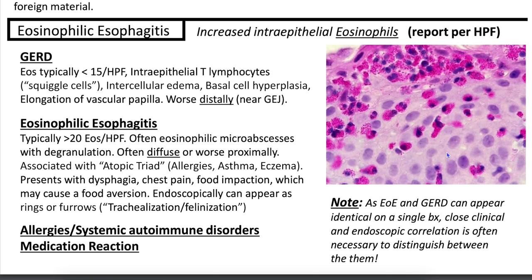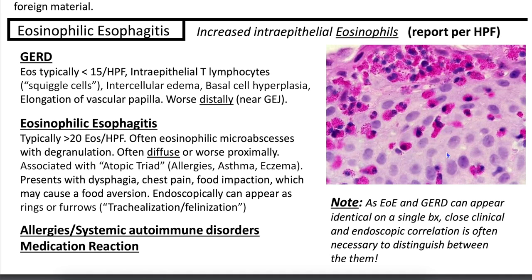And then you want to think about EoE when typically there's greater than 20 eos per high power field. You'll often see eosinophilic microabscesses with degranulation. In our institution, we define eosinophilic microabscesses when there's 4 or more eos all within one pocket of space in the epithelium. It'll often be diffuse or worse proximally and is associated with your atopic triad: allergies, asthma, eczema.